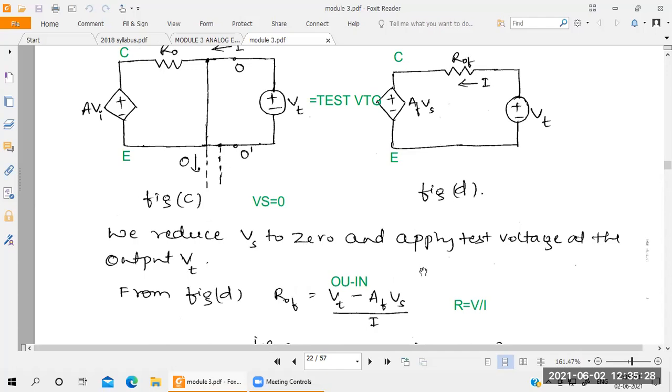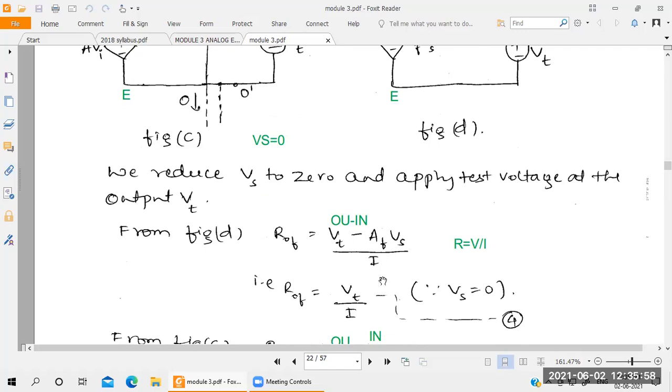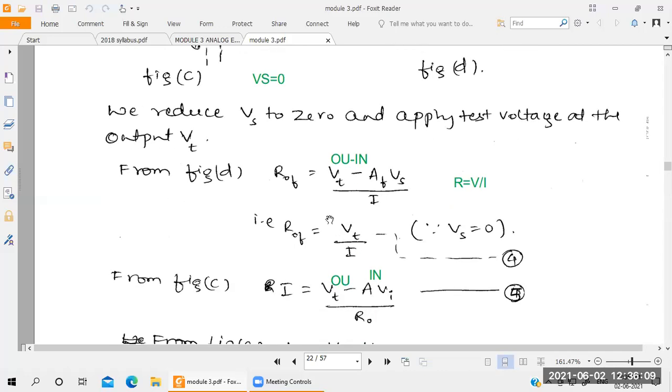You write the according terms now. ROF means the output resistance with feedback. You take the difference of test voltage and output voltage: Vt minus output voltage, where Vt is the test voltage. What is the output voltage here? AF into Vs, divided by current. What is Vs here? Neglected, so the Vs value is 0. So let us neglect AF into Vs. What did you get here? Vt divided by I. So ROF is equal to Vt by I.